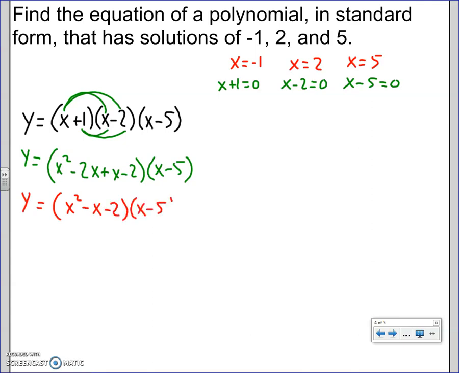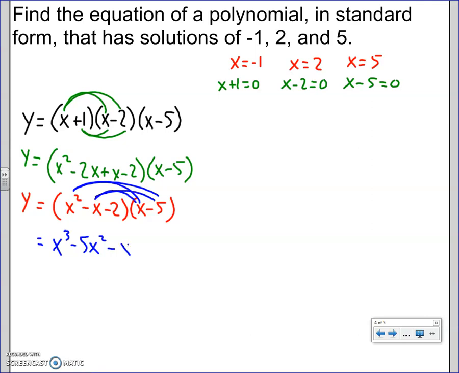Now I have less multiplying, but now I'm going to finally multiply those two. I'm going to triple distribute here, so x squared times both of these. So what is that? That is x to the third power minus 5x squared. Then I got to do this one, negative x times both of those.